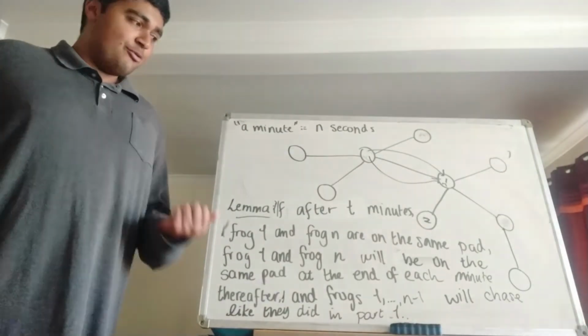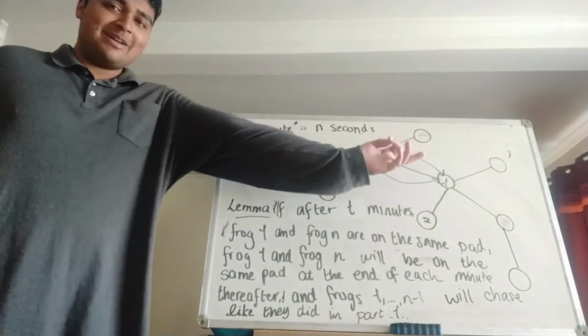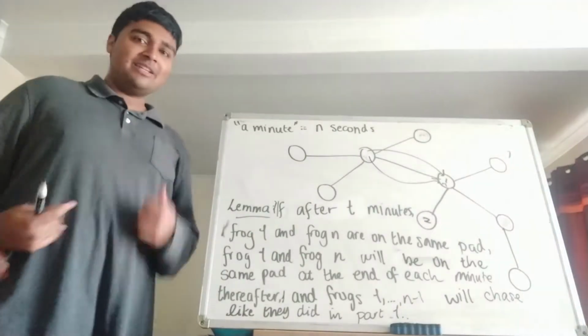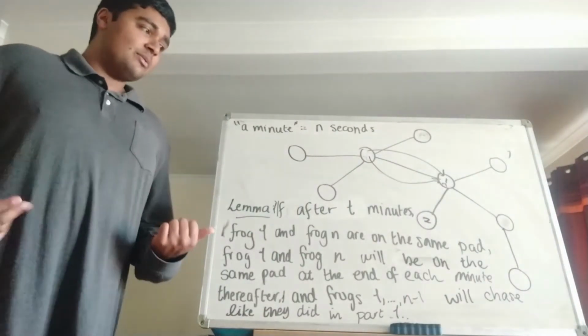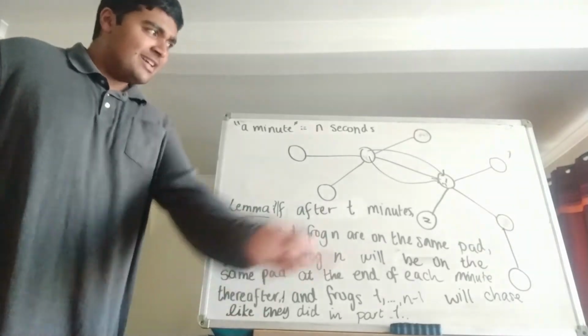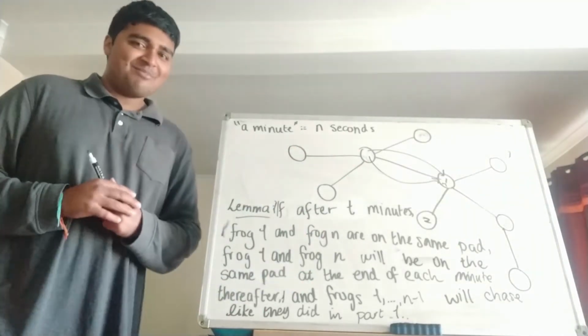And then you can prove the rest by induction because they're on the same lily pad here. That means after the t plus 2th minute, using the exact same argument, they're also going to be on the same lily pad, and so on. So that proves the first part of the lemma. Let me clean this up, and then we'll prove the second part of our lemma.